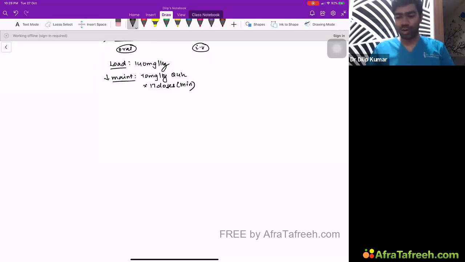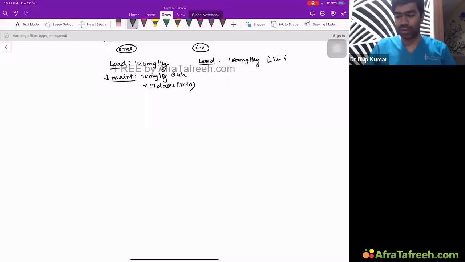Then as far as the IV protocol is concerned, typically again you need to give a loading dose. Loading dose is typically 150 milligram per kilogram. Usually we give it as a 1 hour infusion, especially if patients are having severe gastrointestinal symptoms like nausea, vomiting, or they're not able to take N-acetylcysteine. If they get that nausea, vomiting, then you can give an IV loading dose of 150 milligram per kilogram, followed by a maintenance dose.